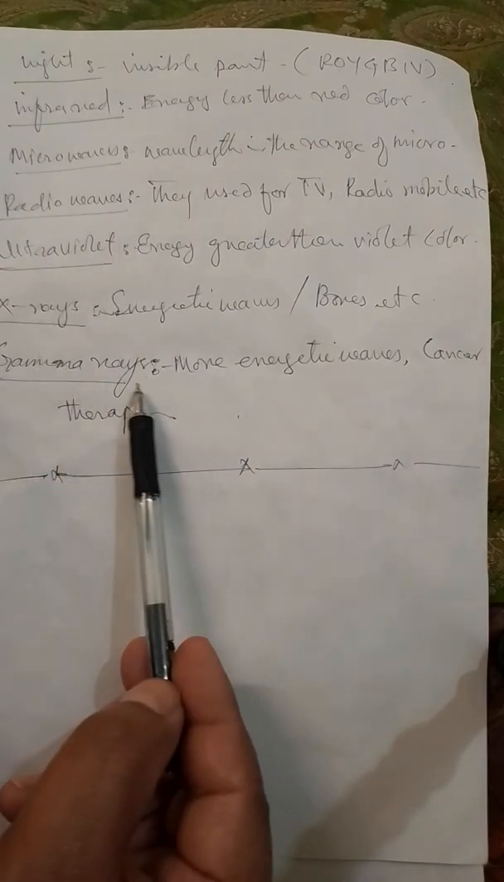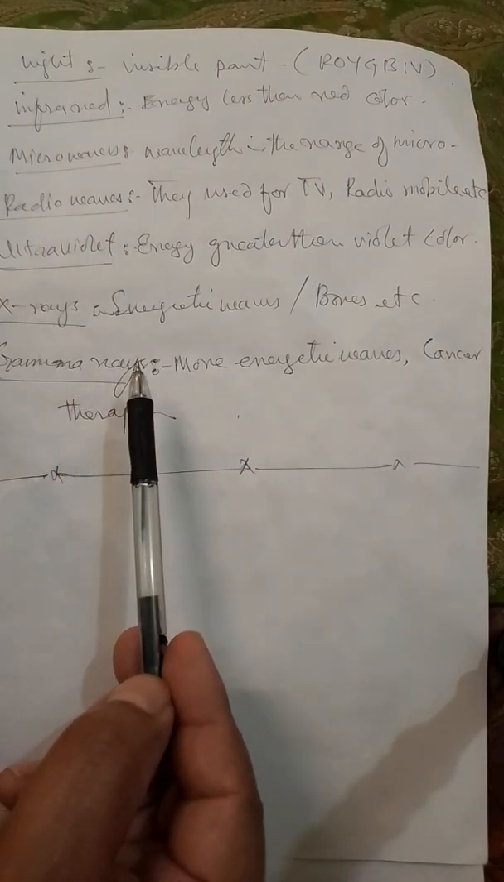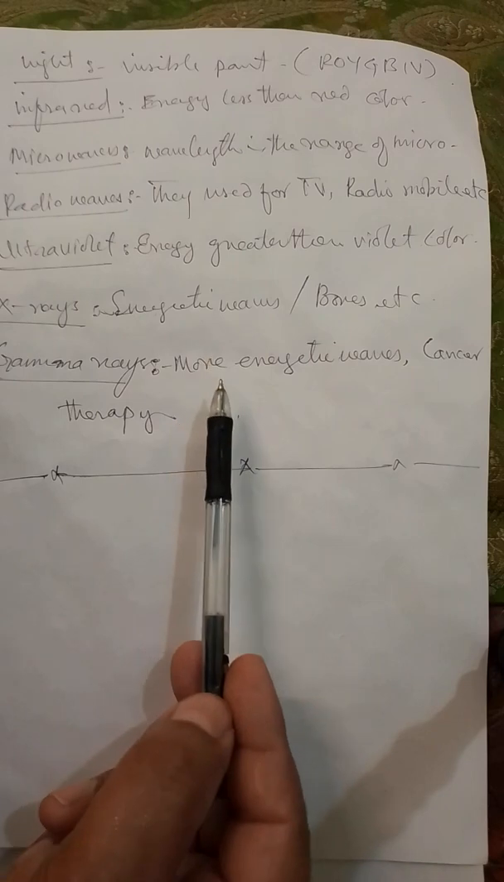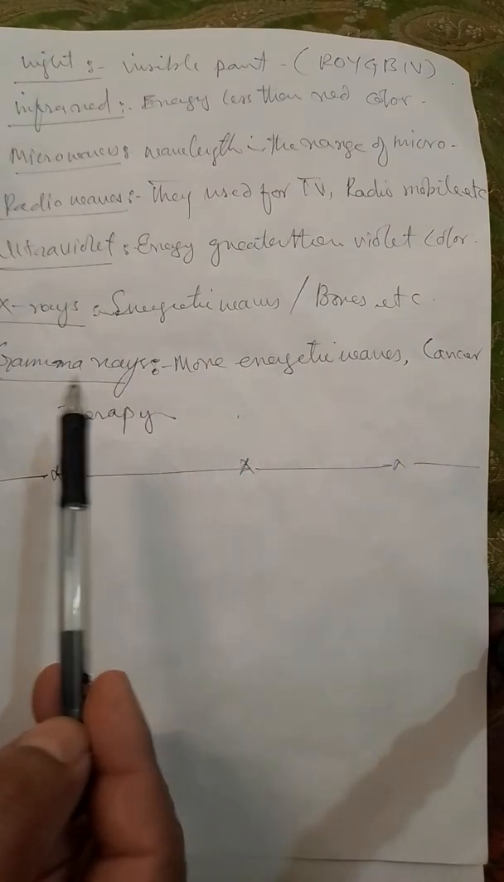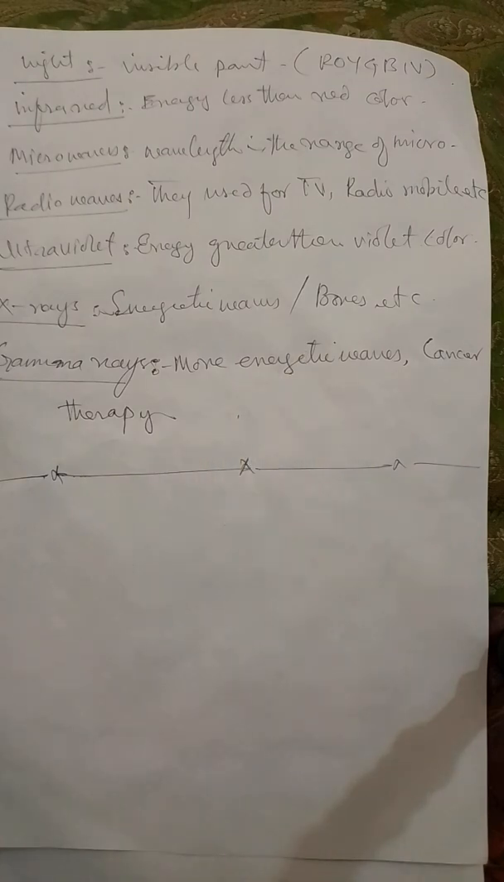Next part is gamma rays. Gamma rays are electromagnetic radiations with wavelength less than 10 picometers. They are most of the time used for killing the cancerous part of the body, or simply cancer therapy. They are the most penetrating of the electromagnetic radiation, the most energetic and most penetrating radiations.